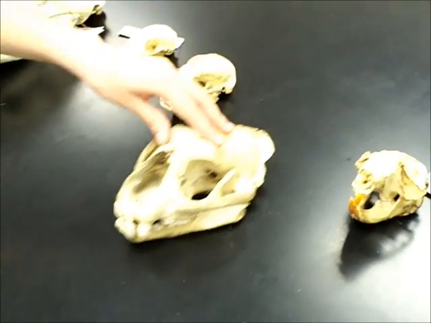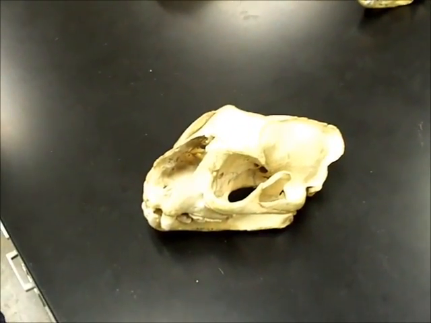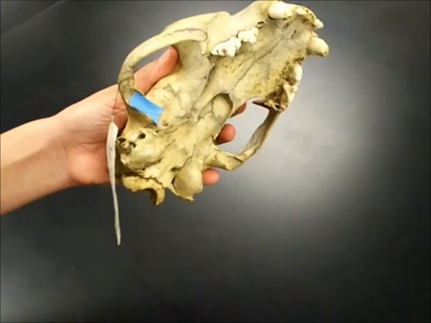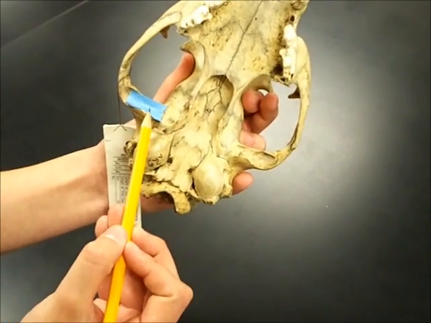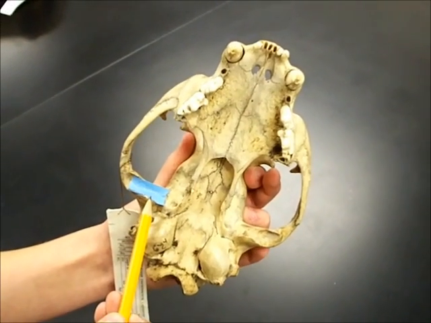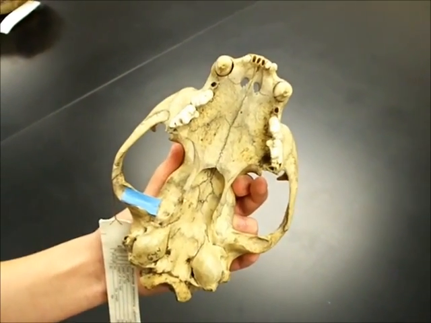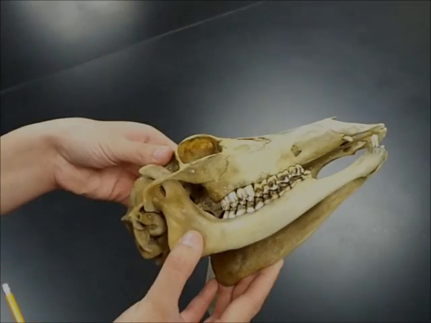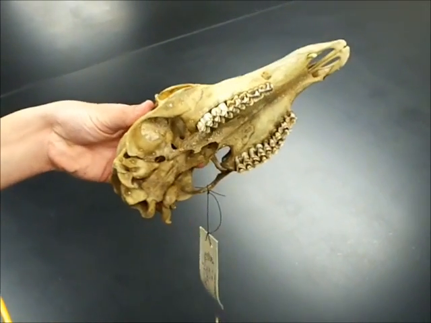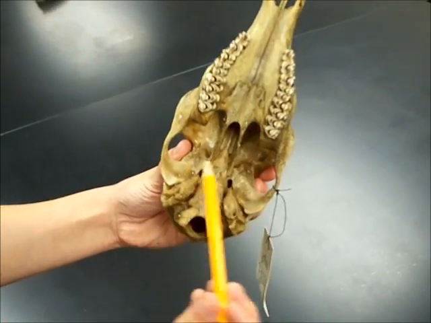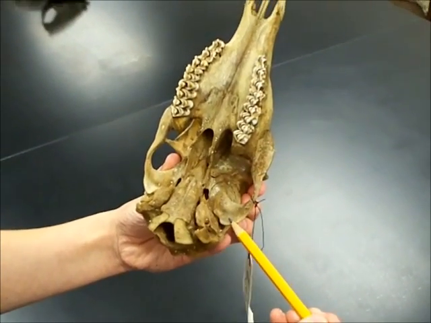This is a puma skull. Another carnivore skull characteristic is the mandibular fossa. This structure allows for the animal to have a powerful jaw and to keep it in place while attacking prey. As you can see on the deer skull, herbivores do not have as well developed a mandibular fossa as the puma or carnivore skull.